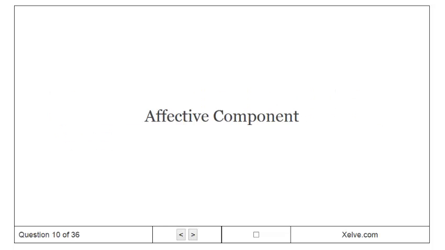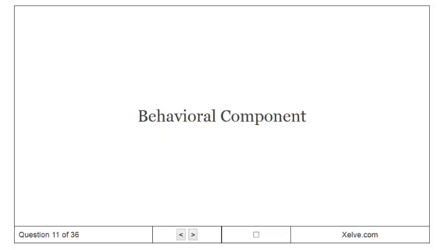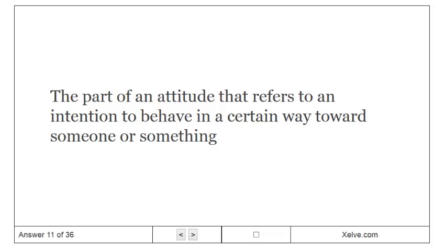Affective component. The part of an attitude that's the emotional or feeling part. Behavioral component. The part of an attitude that refers to an intention to behave in a certain way towards someone or something.